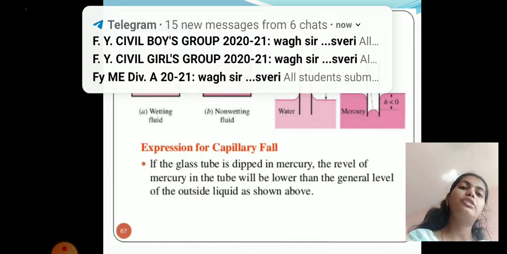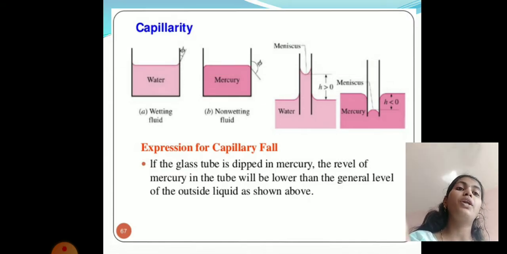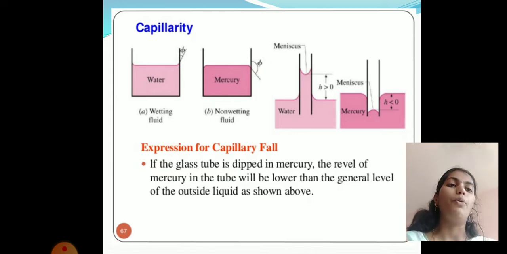If the glass tube is dipped in mercury, it means that in the first type we dipped the glass tube into the liquid. Now in this type, if the glass tube is dipped in mercury, the level of mercury in the tube will be lower than the outside liquid, as shown above.